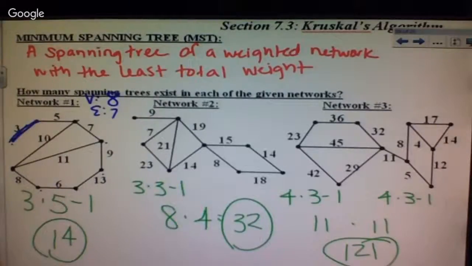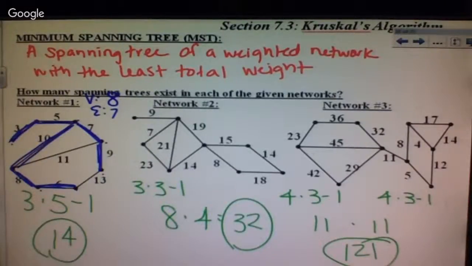What's my next smallest edge? 5. Okay, there's 2. 6, then we got 6. There's 3. 7, there's 4. 8, there's 5. 9, there's 6. 10, there's 7. No circuits were made. That's your minimum spanning tree.